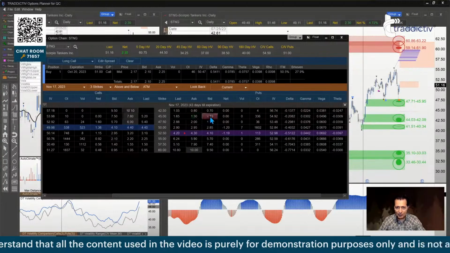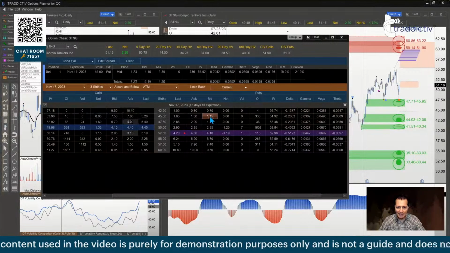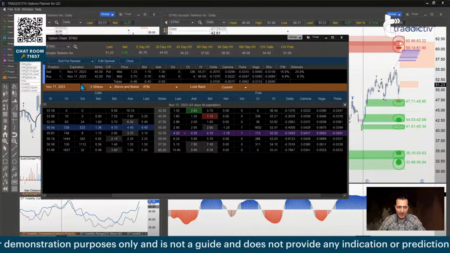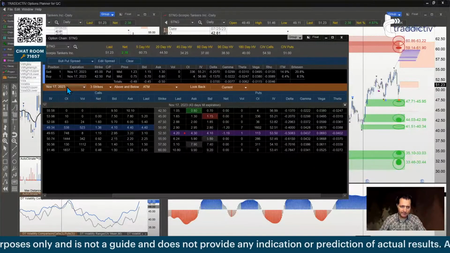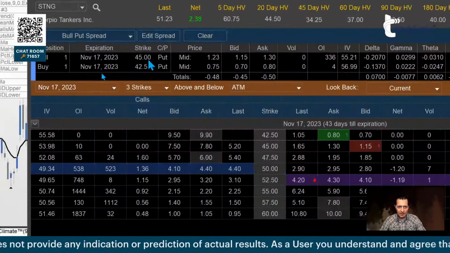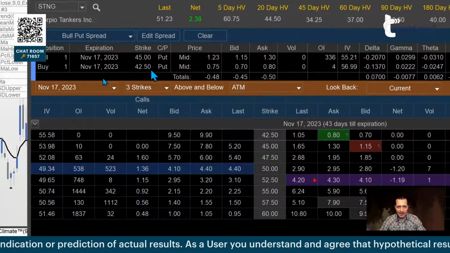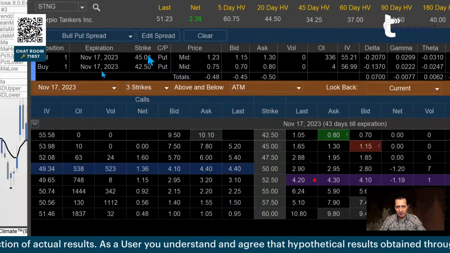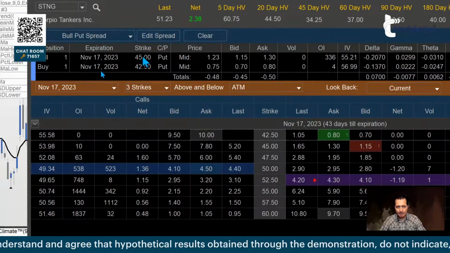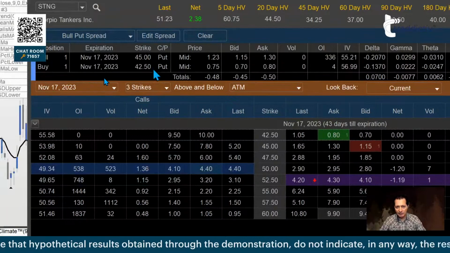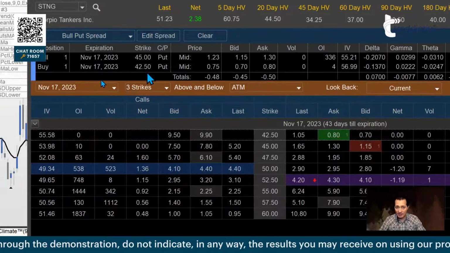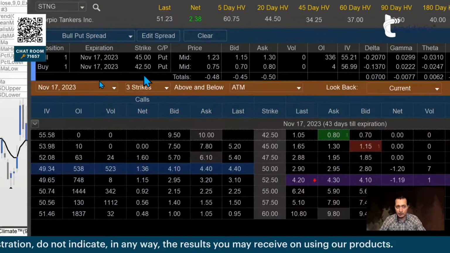And in this case, it would be done by selling the 45 and buying one below, which is the 42.5. If I zoom in, okay, sell the 45, buy the 42.5 put, that means same expiration date, November 17, different strikes, 45 and 42.5. This, my friends, is a vertical spread. It's a credit spread known as a bull put spread.